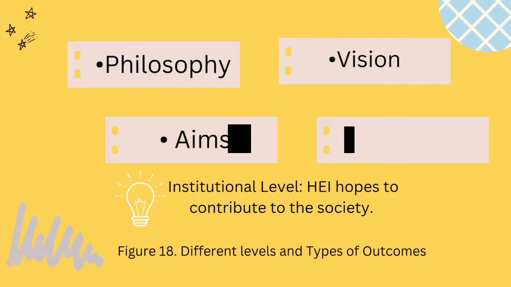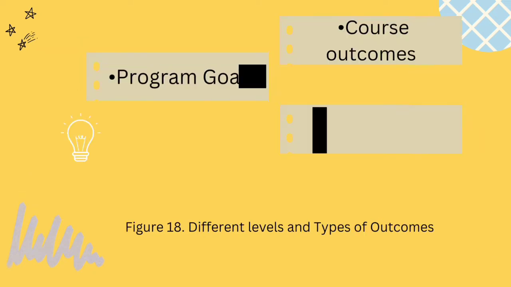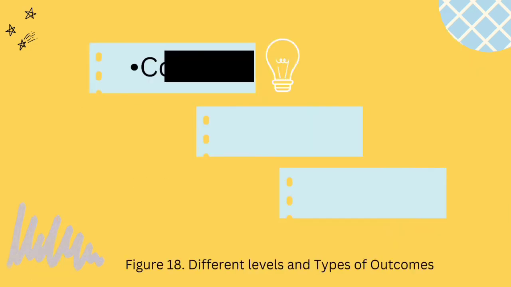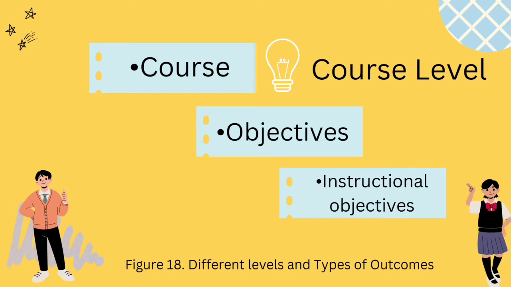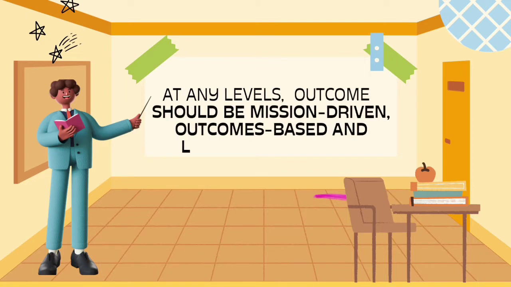This shows the different levels of outcomes in OBE. At the institutional level, this includes the philosophy, vision, mission, and aims of the institution. They are statements of what a higher education institute hopes to contribute to the society. At the program level, these are the goals, program competences, and course outcomes that all students should master and internalize. At the instructional level, outcomes include the learning objectives for every course in higher education. At any level, outcomes should be mission-driven, evidence-based, and learning-focused.